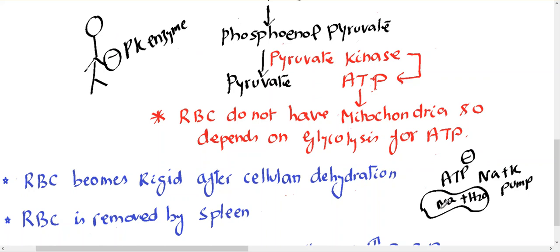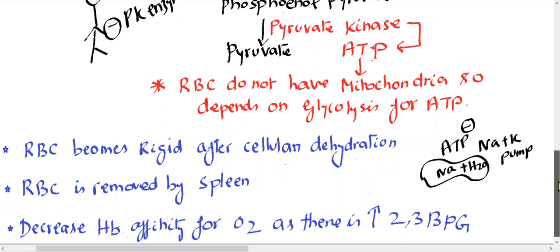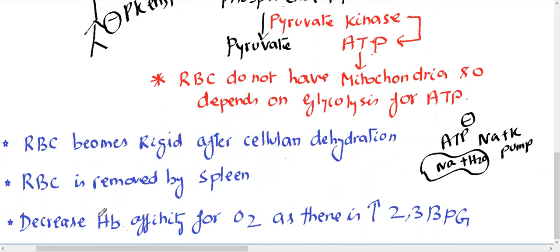water always follows sodium. So sodium and water will accumulate inside the RBC. The RBC will swell up, and that will lead to hemolysis of the RBC. The RBC will become rigid and there will be dehydration. Then the RBC is taken up by the spleen. As a result, there will be splenomegaly, which I will talk about in the next slide.